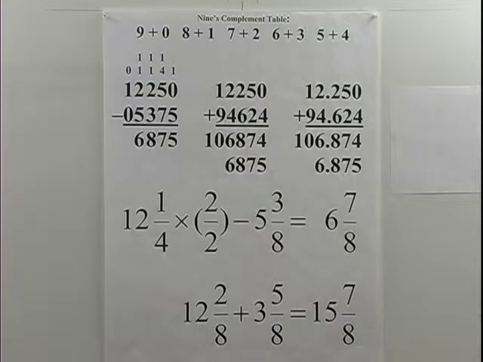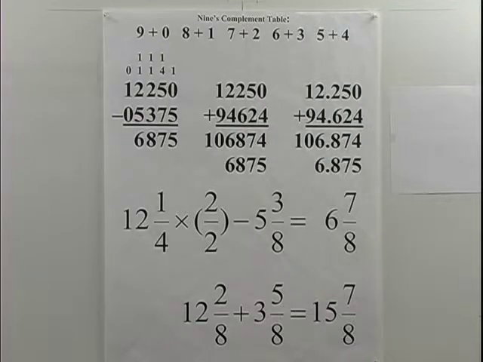Now we'll do it by the nines complement procedure. In the nines complement procedure, if the minuend has more digits, 5 in this case, than the subtrahend, 4 in this case, we have to add a leading 0. Otherwise the nines complement procedure will not work.